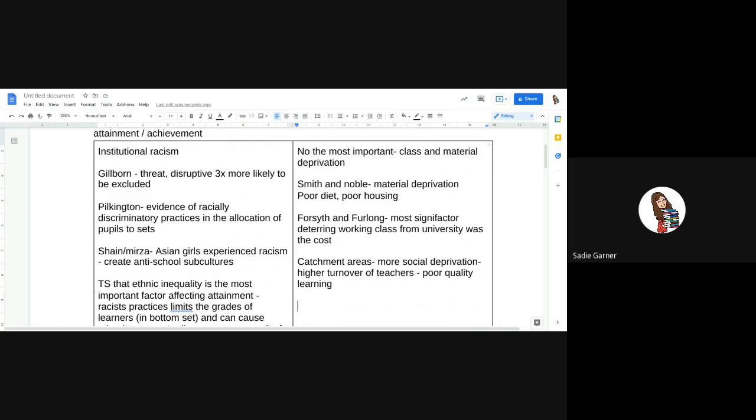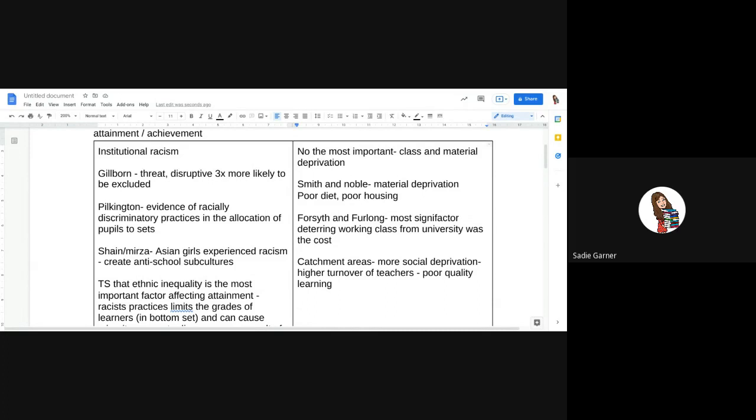It's because you've had 4 teachers, not because schools in socially deprived areas just pick teachers, or employ teachers that aren't as highly impacting. But that's my little note, just be careful not to offend, particularly examiners that probably work in socially deprived areas. So Smith and Noble, Forsyth and Furlong, and catchment area.